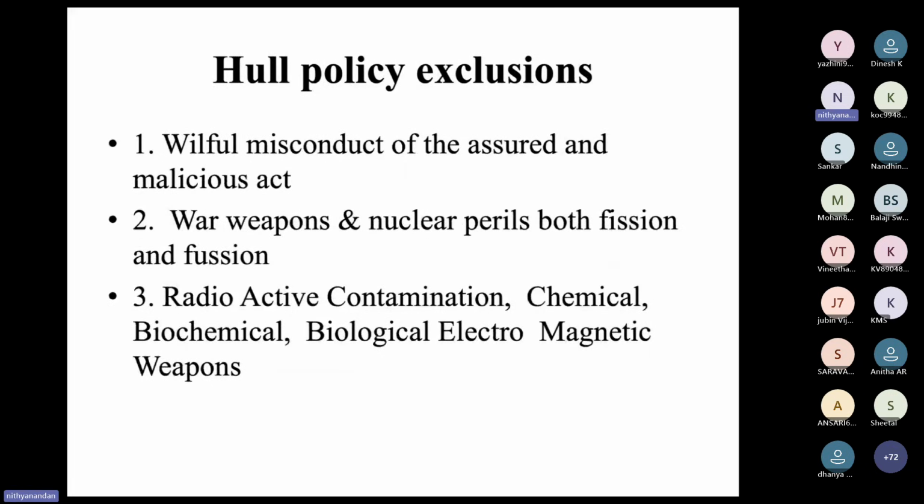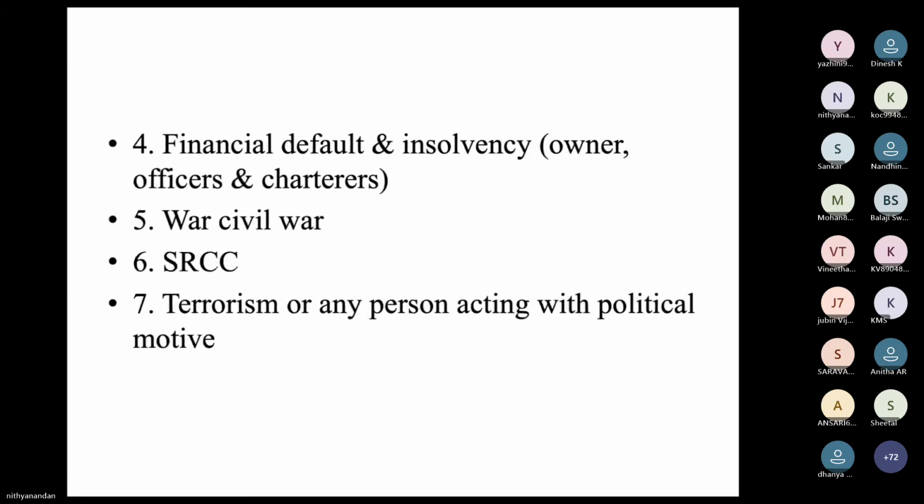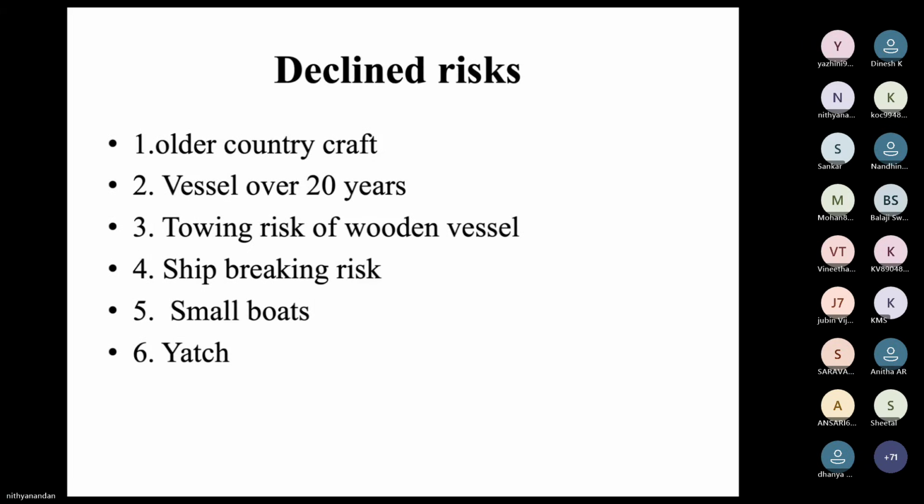Okay. What are the exclusions? Willful misconduct of the insured, war, weapons and nuclear perils, nuclear contamination and all, financial default, insolvency, war, civil war, SRCC, terrorism. So in the hull policy, almost all the exclusions that come under cargo are coming: insolvency, war, SRCC, all the exclusions. War and SRCC can be covered by paying additional premium. These you just go through. These are not important. They are very easy.